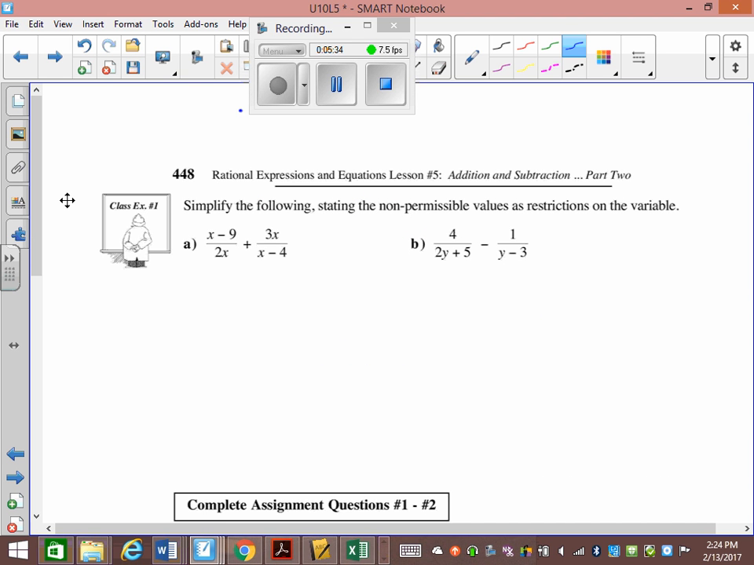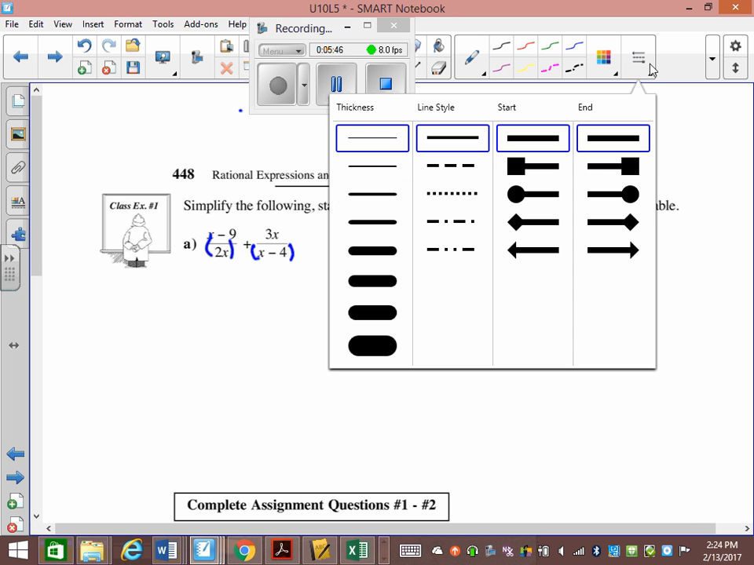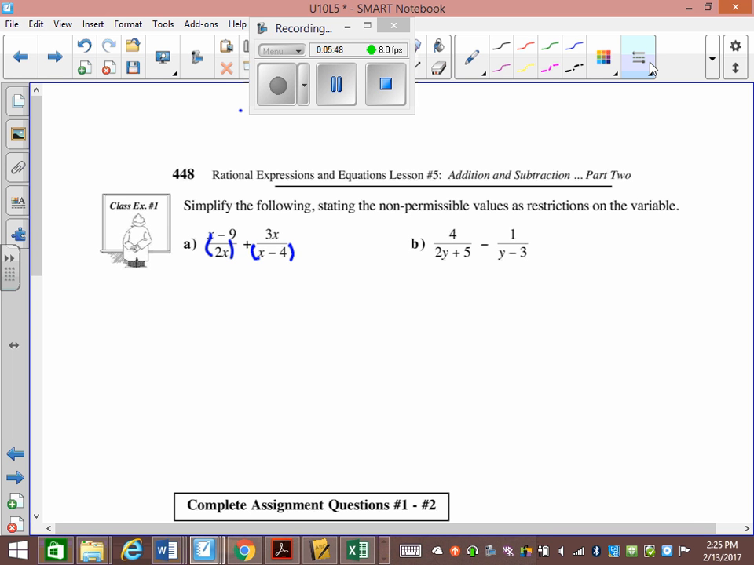So here we have 2x, and here we have x minus 4. Is there anything common to 2x and x minus 4? No. So if there's nothing common, then I'm going to multiply the right-hand side by 2x and the left-hand side by x minus 4. But what I do to the bottom, I have to do to the top. So I have equals x minus 9 over 2x, and I have to multiply it by x minus 4 on the top and the bottom.